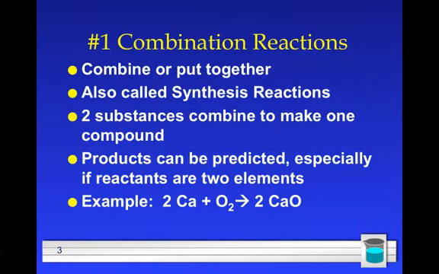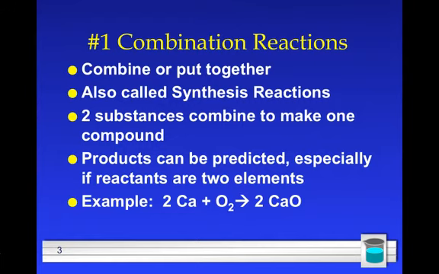The first kind is the combination reactions. This one does exactly what the name says. It says to combine or to put together. We can also call these synthesis reactions. So basically, you're going to take 2 substances and combine them to make one compound. Products can be predicted, especially if the reactants are only 2 elements. So for example, if I take calcium and I take oxygen, I can then create calcium oxide.